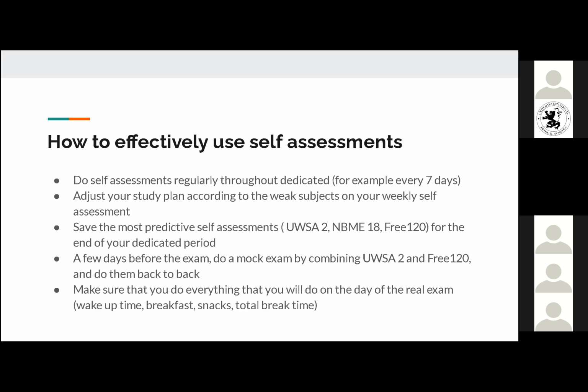I think this is really important to give you an idea of how the real exam is going to be, because this exam is really long. It's 7 hours of exam, but it's actually 8 hours total with your break time, and that can be very tiring towards the end. So you want to at least know how you'll perform, and this is good practice prior to the real exam.